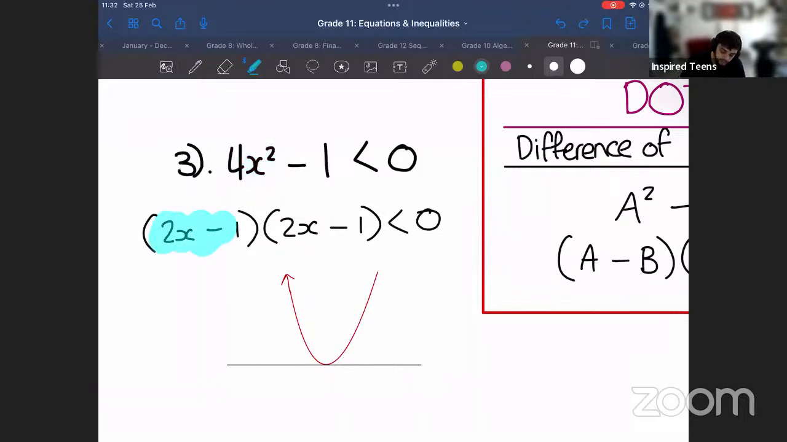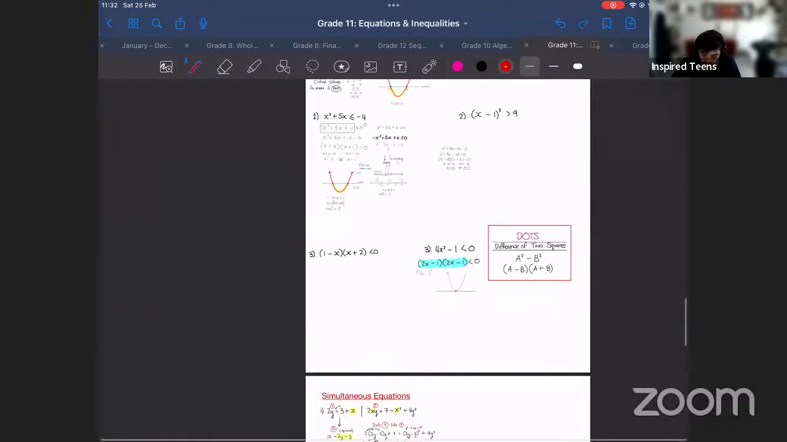Also, if you have a squared binomial, that's also an indication. Squared binomial means you have two of the same binomial, so 2x minus 1, which is basically like 2x minus 1 squared. In these cases, your turning point is going to be on the x-axis, and then you can answer accordingly.